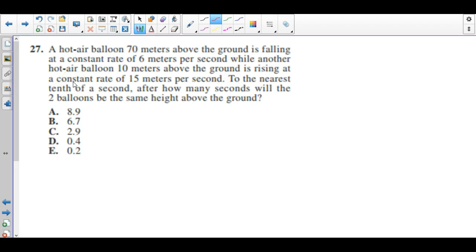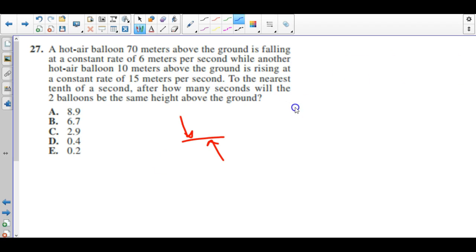Alright, a hot air balloon 70 meters above the ground is falling at a constant rate of 6 meters per second. There's another balloon, 10 meters above the ground, rising at 15 meters per second. And we want to know when they're going to be at the same height. So you've got one going down, one going up. I want to know when they're going to be equal.